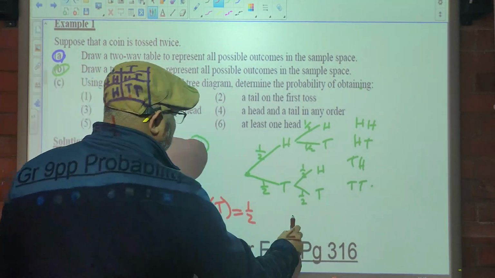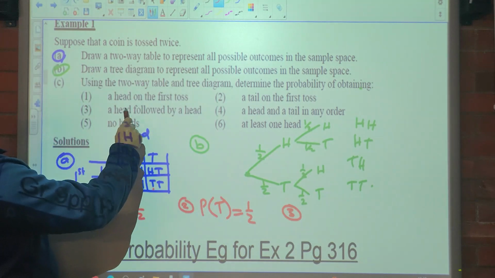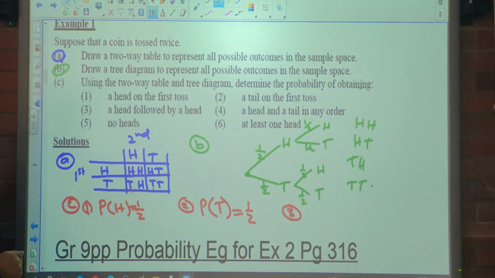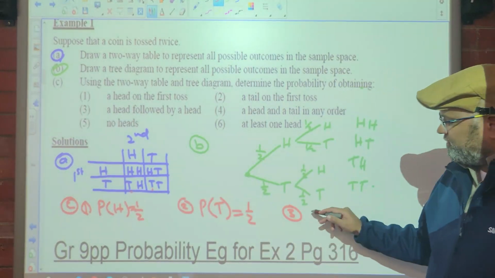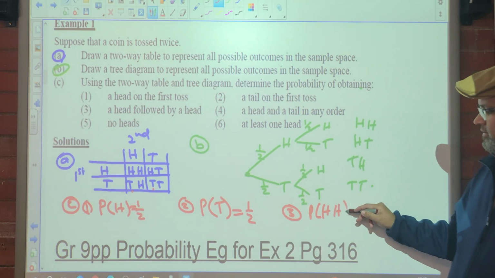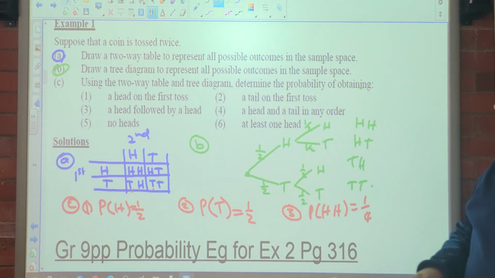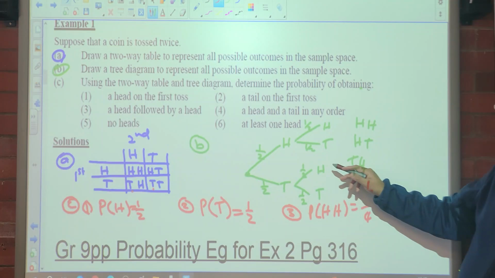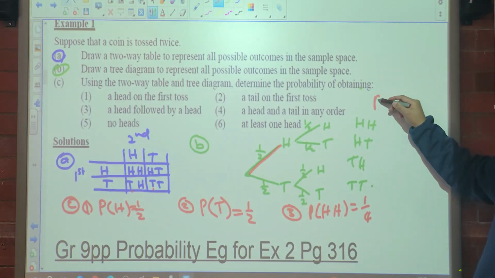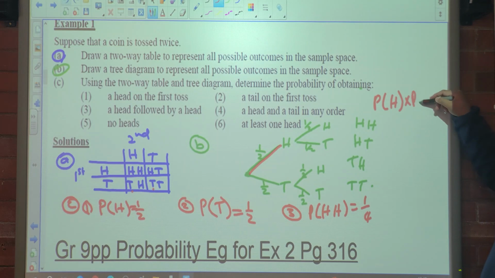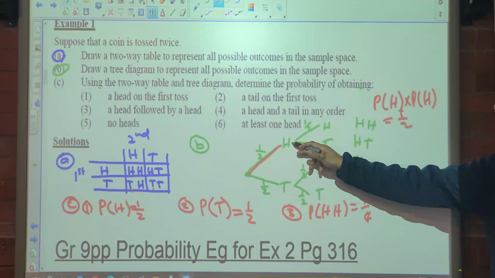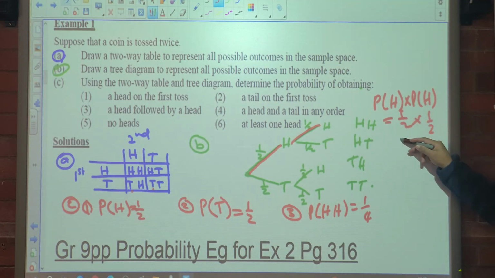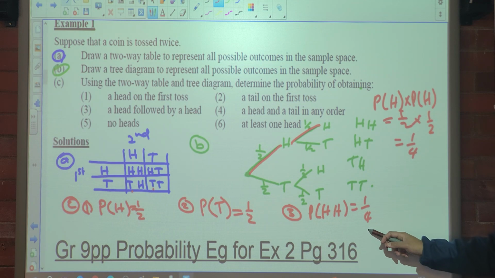Number 3. A head followed by a head. So it can only be heads, heads. Not so? So that would simply be 1 out of 4. That's why we use the tree diagram. So that would have been the probability of heads times the probability of heads. What's the probability of heads here? Half. The probability of heads here? Half. Which is a quarter. Same. You guys understand?